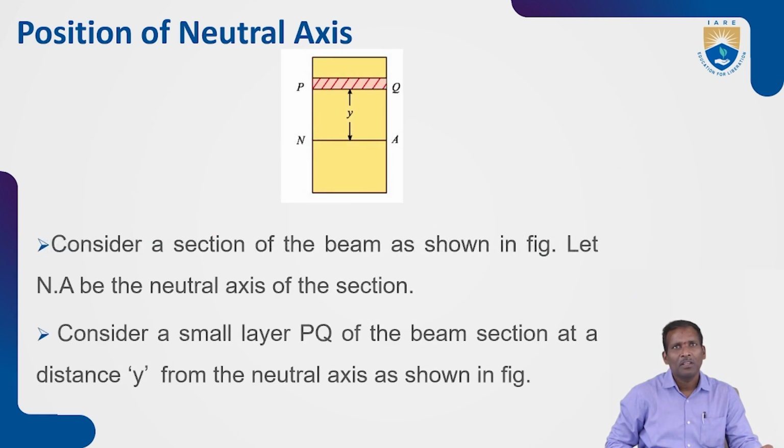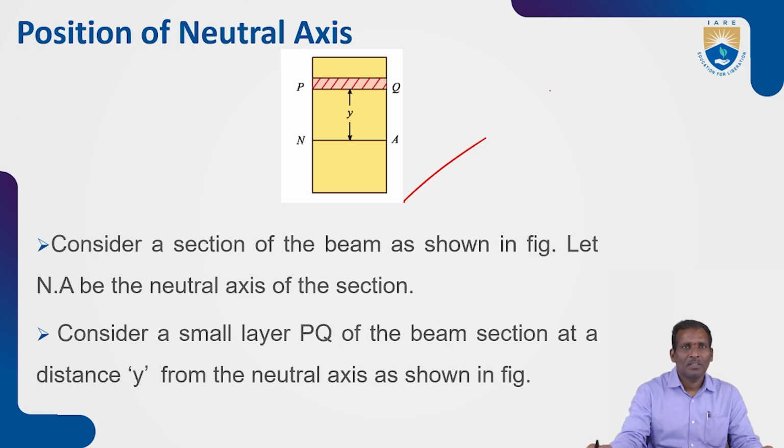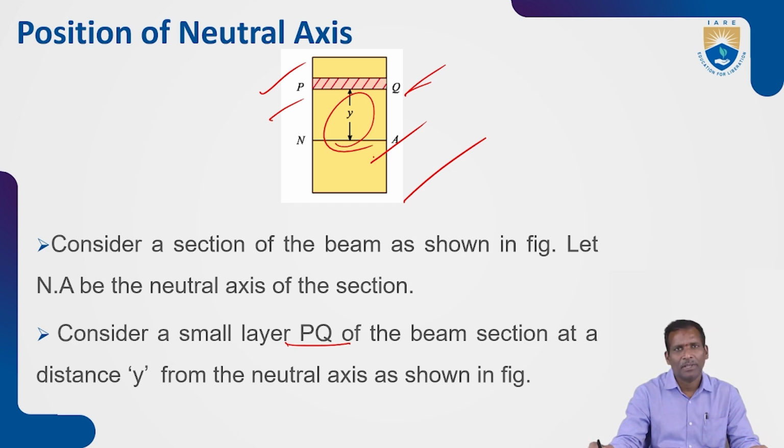Now the position. Suppose we take this section. The cross section is PQ, the layer, and the neutral axis is NA. Consider a section of beam as shown in the figure. Let NA be the neutral axis of the section. Consider a small layer PQ of the beam section at a distance y from the neutral axis, as shown in the figure.